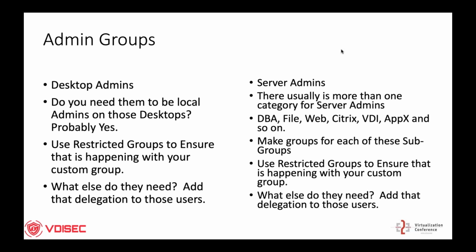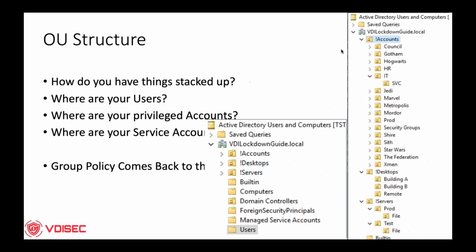All right, so we've just made 2 groups, server admin and desktop admin, and we've added the special things that we need for them, and we just keep going. OU structure. I always recommend never using any of the default OUs for anything. And I like to keep it simple. So I've got accounts, desktops, and servers. Every desktop goes in one OU, every server goes in there, and it's all broken down by building, data center, production, QA, tiers. And then your departments and your groups are within accounts too.